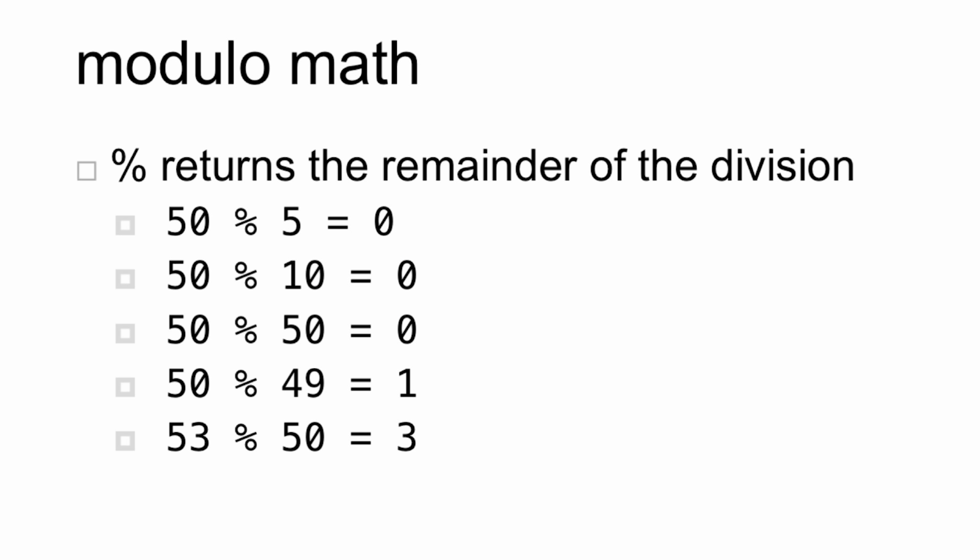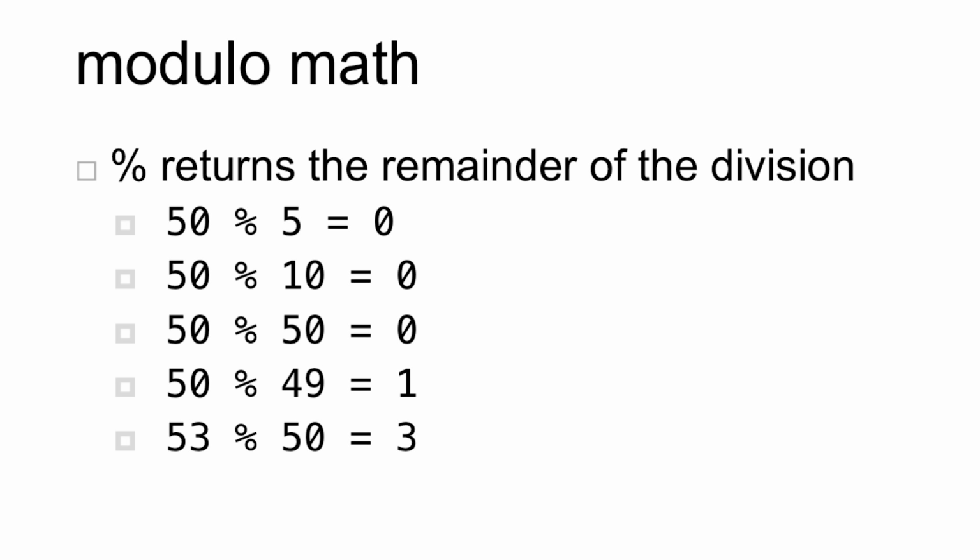Another way that you can approach the greedy problem is to use the modulo approach. Modulo is an operator that returns the remainder of the division between two numbers. Say I had 50 mod 5. Well, 5 is a factor of 50, so the remainder will be 0. 50 mod 10, well, 10 is also a factor of 50, so the remainder is also 0. 50 mod 50, well, any number mod itself isn't going to have any remainder. What about 50 mod 49? Well, 49 only goes into 50 once, so the remainder is going to be 1. 53 mod 50 is going to give you a remainder of 3.